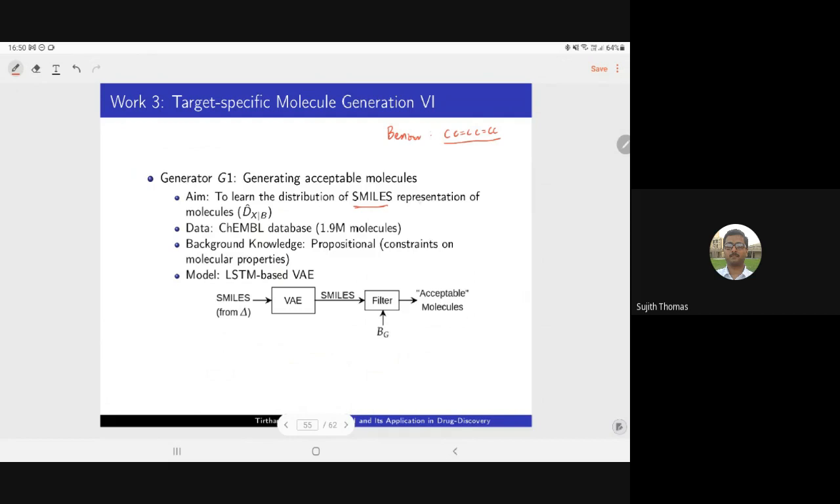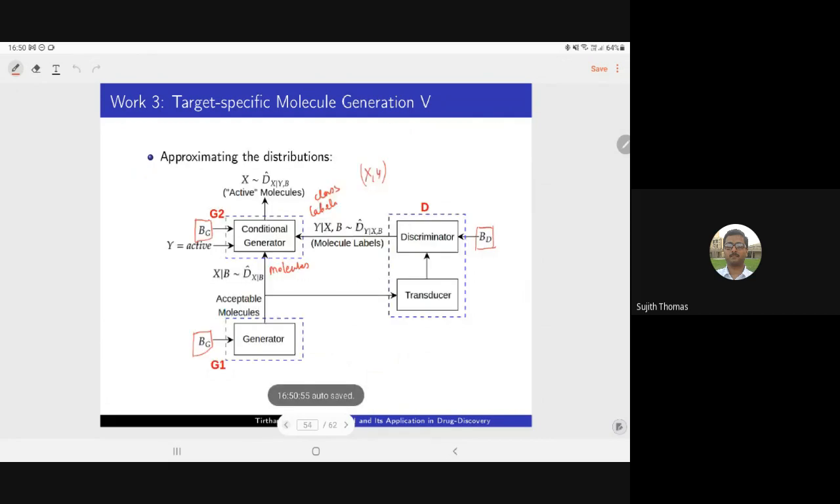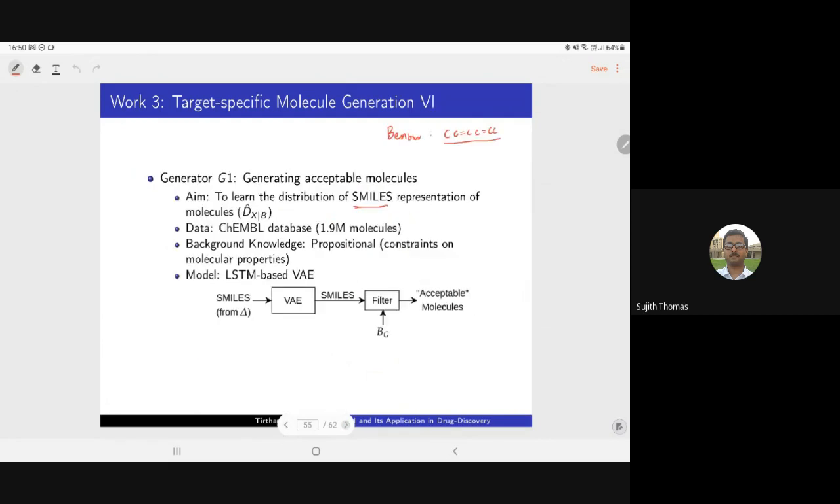So this is a representation, and from this representation, we need to construct the generator. For that, we use the data available in the ChEMBL database. It was 1.9 million molecules by June of 2021. We used it. And the background knowledge for this is propositional. I'm talking about BG here, the background knowledge of the generator. These are constraints on molecular properties.